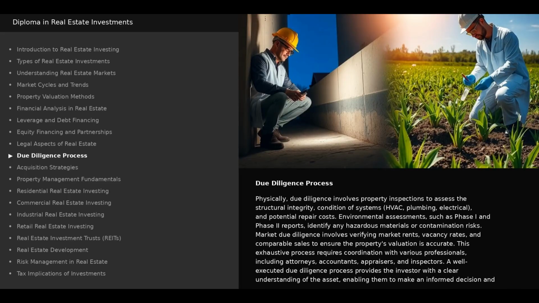Physically, due diligence involves property inspections to assess the structural integrity, condition of systems, HVAC, plumbing, electrical, and potential repair costs. Environmental assessments, such as Phase 1 and Phase 2 reports, identify any hazardous materials or contamination risks. Market due diligence involves verifying market rents, vacancy rates, and comparable sales to ensure the property's valuation is accurate.